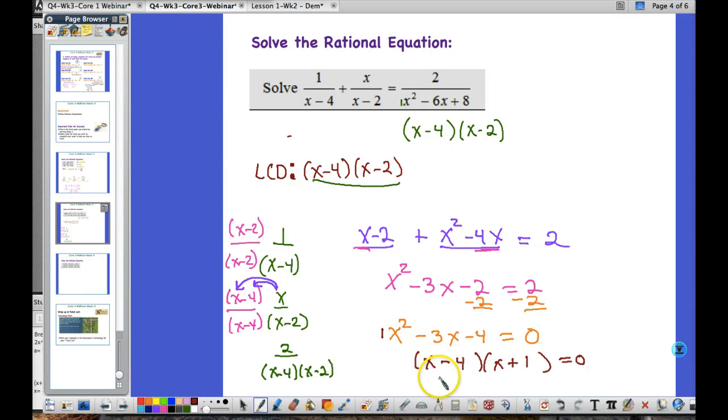So all you're going to do is set each of these equal to 0. So in this case, you're going to get x equals 4, and in this case, you're going to get x equals negative 1. The only thing is when you start getting into quadratics like this, you always want to plug back in your answers and make sure that they both are solutions. And the reason is because remember when you guys did extraneous solutions, or I should say excluded values?